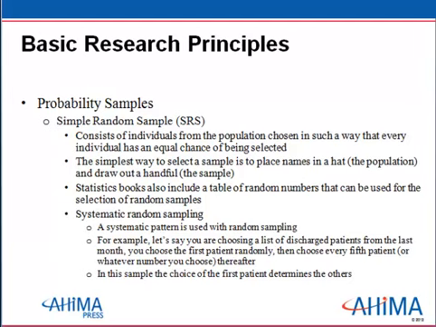In systematic random sampling, a systematic pattern is used with the random sampling. For example, if you were choosing from a list of patients discharged during the last month, you might choose the first patient randomly and every fifth patient thereafter. In this sample, choice of the first patient determines the others.